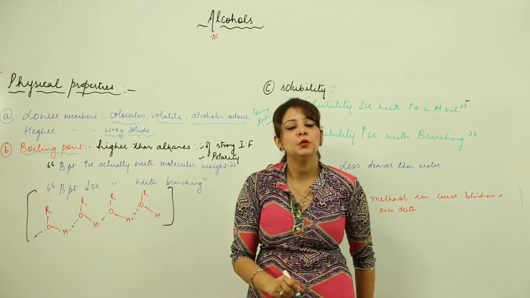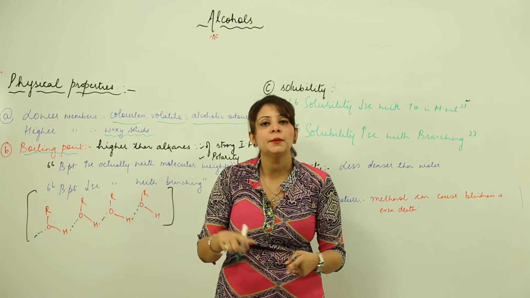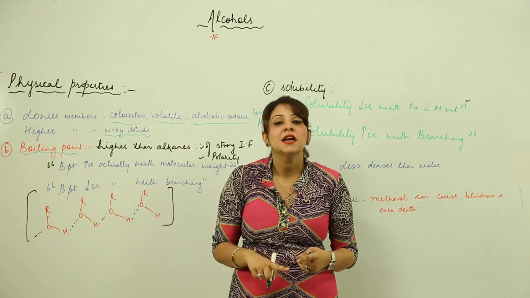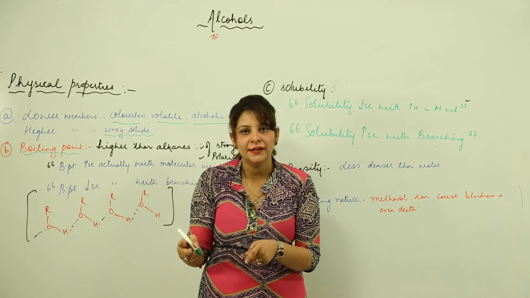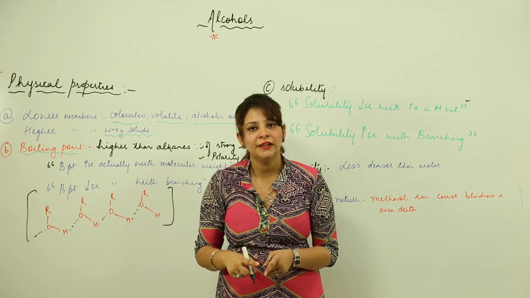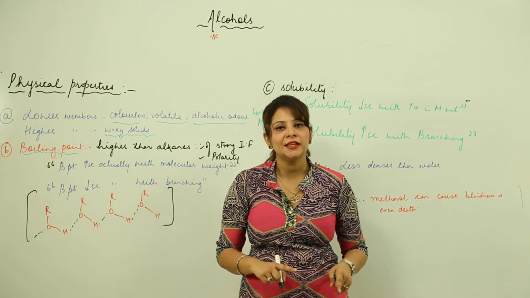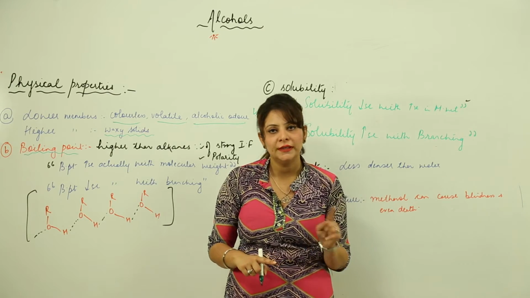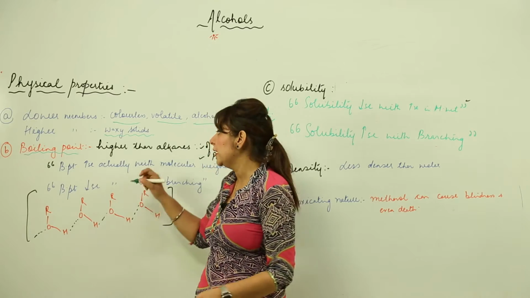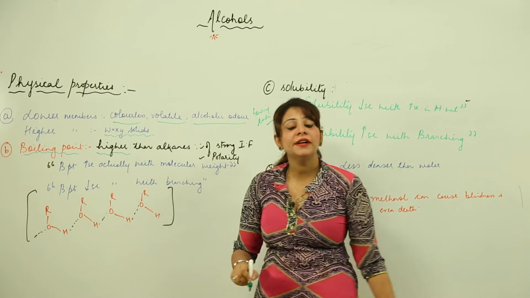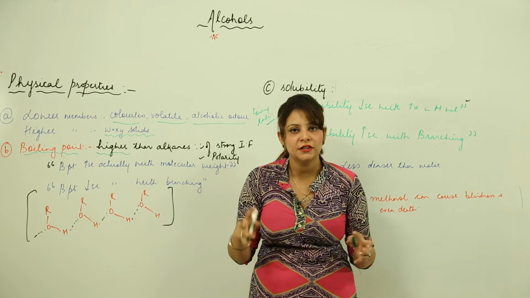If we talk about the boiling point and compare it with alkanes, why am I comparing with alkanes? The reason is that after replacing one of the hydrogens of an alkane, we get the respective alcohol. That is the reason I am comparing its boiling point with alkanes. If we compare the boiling point of alcohol with alkanes, it is higher. Higher indicates that there is more interaction, more attraction.